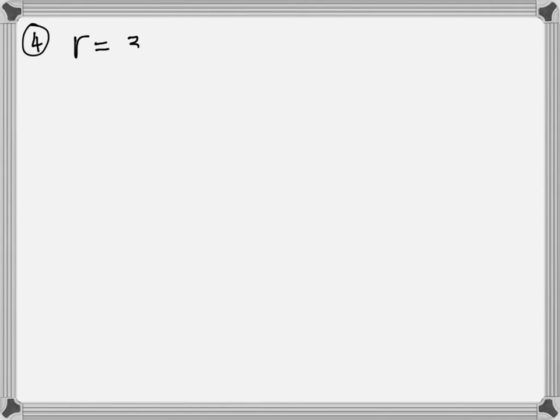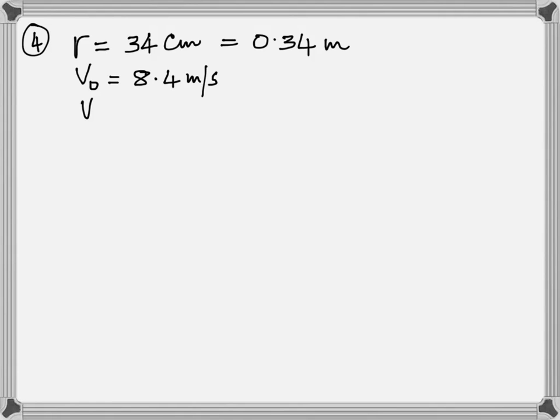On number 4, the diameter is 68 centimeters, so the radius is 34 converted into meters, right? And the initial velocity is 8.4 meter per second. And what's the final velocity? 0. Okay, so the final velocity is 0. And it says it covers the distance of 115 meters. So all that is given, and you have to find the alpha.